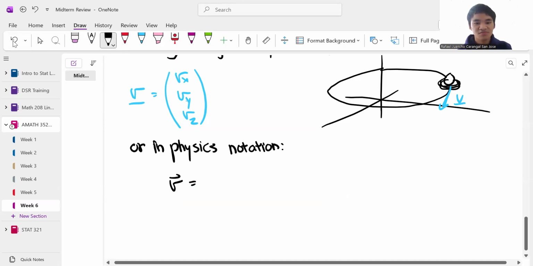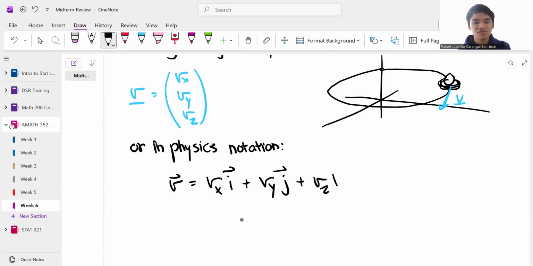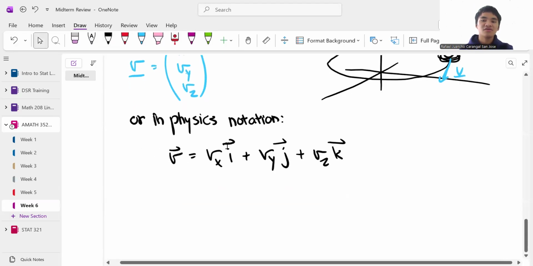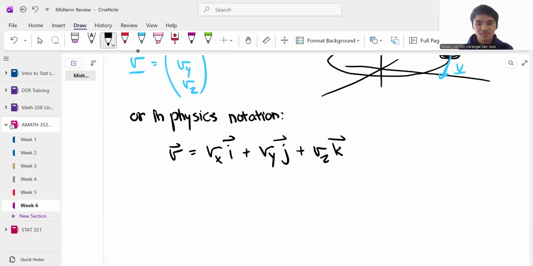So this V vector represents V sub x i plus V sub y j plus V sub z k, the ijk format, right? Probably most of you have seen that when you've taken calculus, or at least when you've watched my video in calculus. In this course, we're generally going to work with vectors in d dimensions.